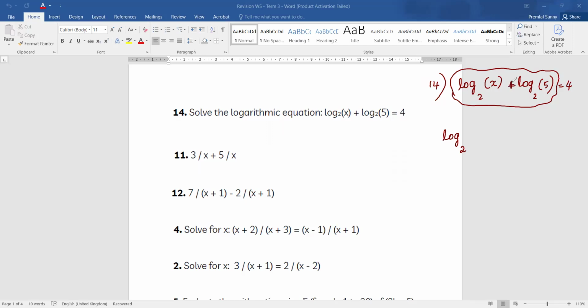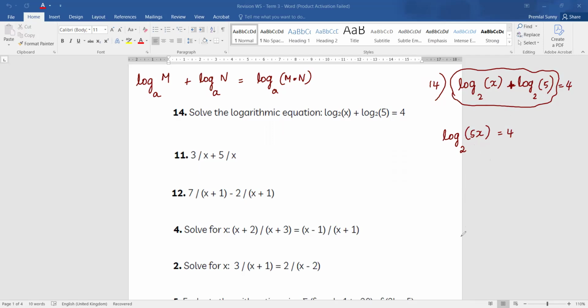And according to the rule or properties of logarithm, if it is plus, you multiply. I will just write the rule here. Log m to the base a plus log n to the base a is nothing but log m times n to the base a. We are going to apply the same rule here. So log x to the base 2 plus log 5 to the base 2 will be log 5x to the base 2 is equal to 4. We just multiplied x with 5.